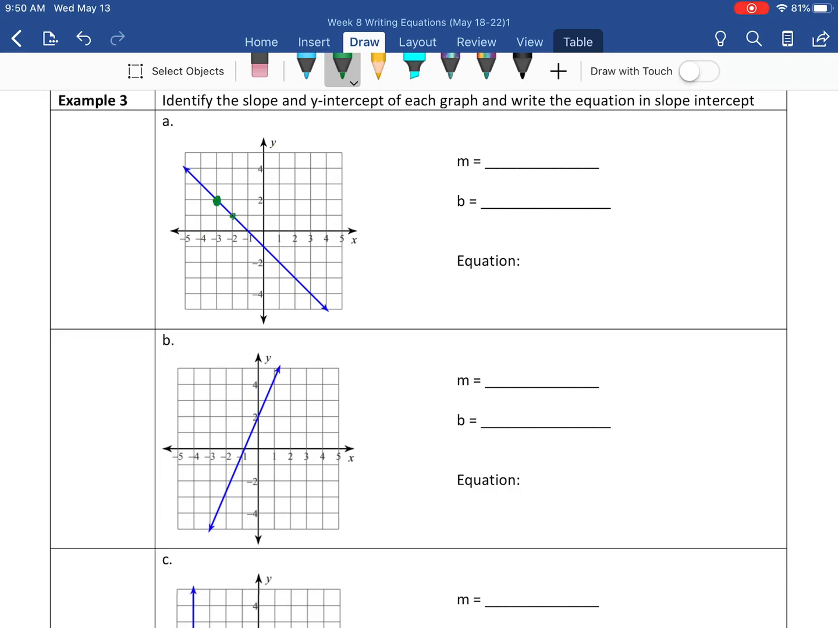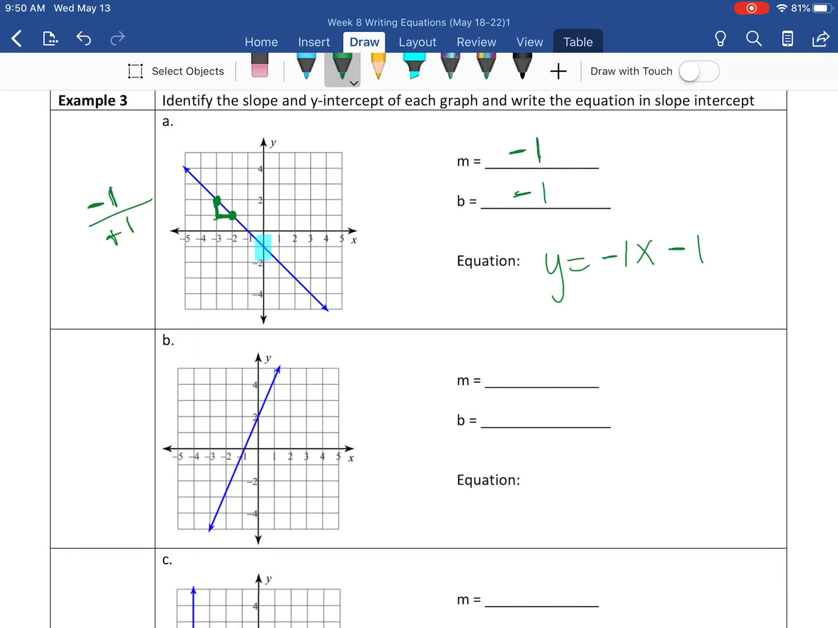So here's a point and here's a point on my graph. Looks like we go down 1 and over 1. So our change in y would be down 1. Our change in x would be +1. Well, -1 divided by positive 1 is just negative 1. So that's our slope. And then our y-intercept crosses right here, and that is where y is negative 1. So our equation will be y equals negative 1x minus 1.